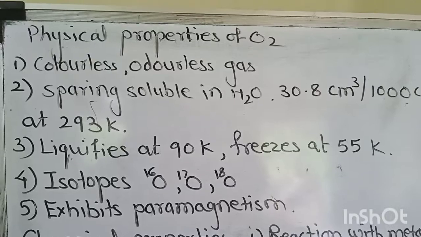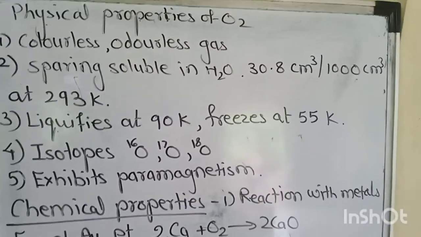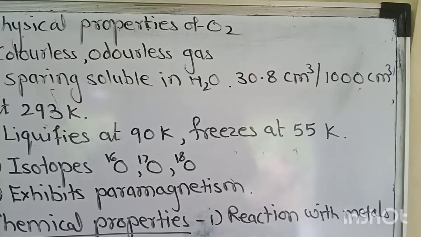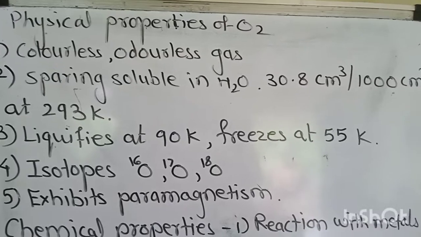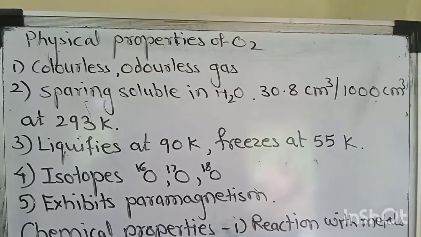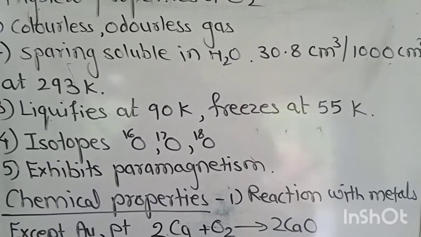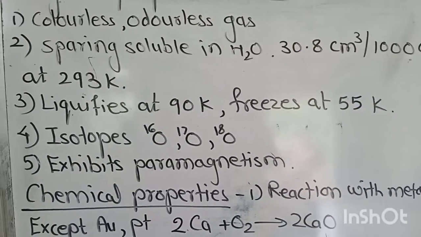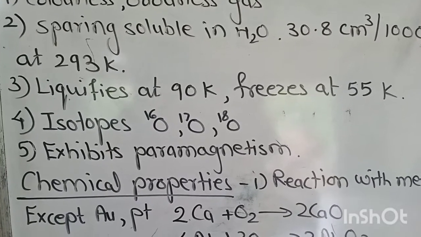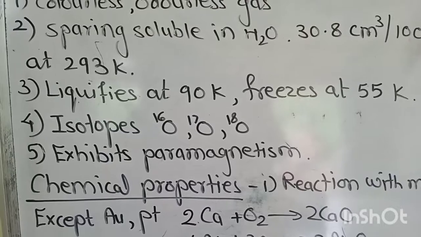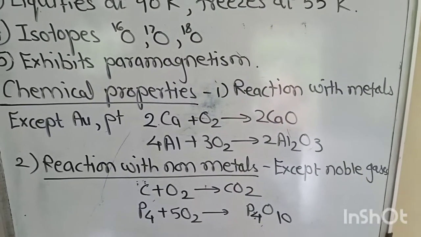Physical properties of oxygen: it is a colorless, odorless gas, sparingly soluble in water, about 30.8 cubic centimeter dissolve in 1000 cubic centimeter at 293 Kelvin. It is sufficient for marine life or aquatic life to sustain. Liquefies at 90 Kelvin, freezes at 55 Kelvin. Stable isotopes are O16, O17 and O18. Molecular oxygen exhibits paramagnetism.